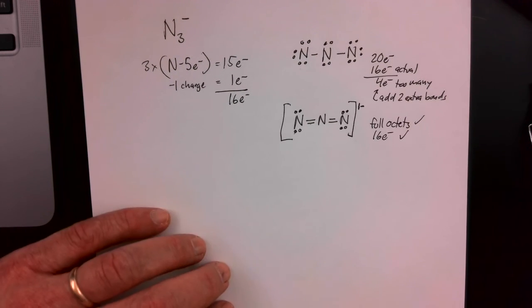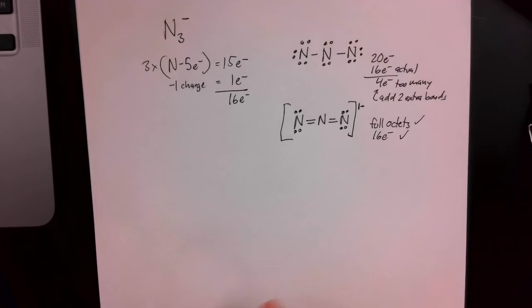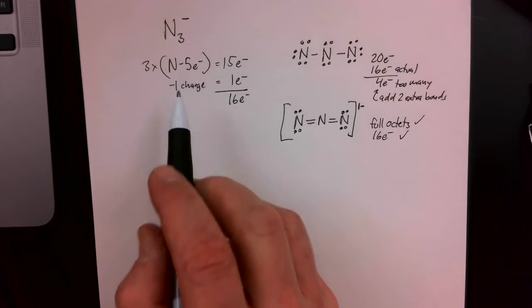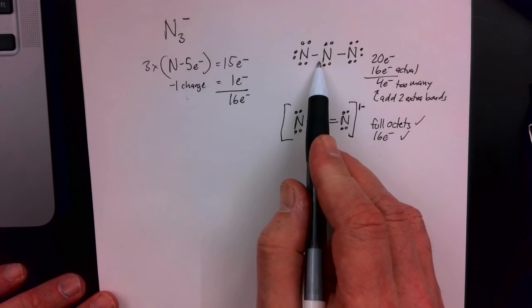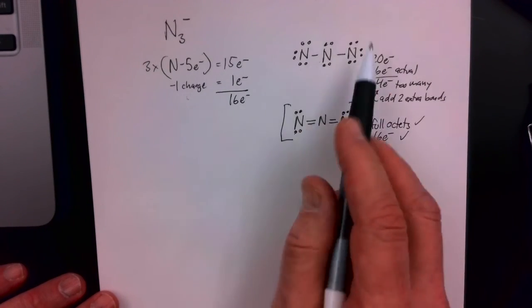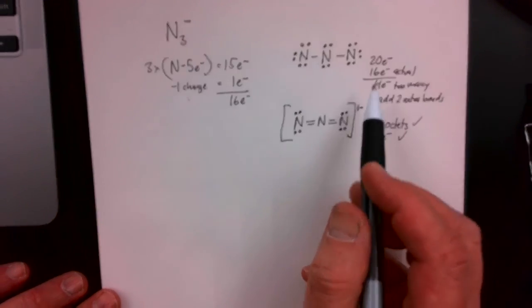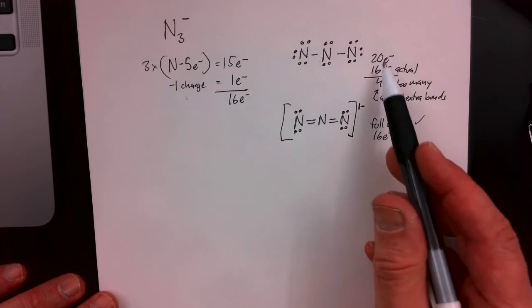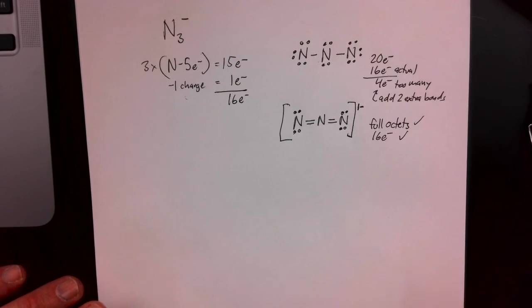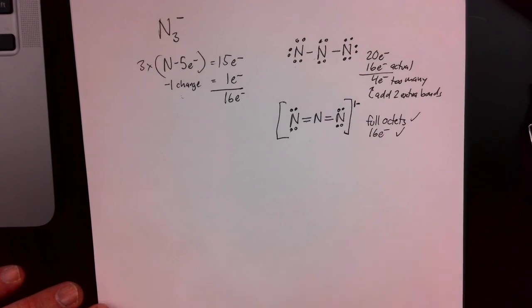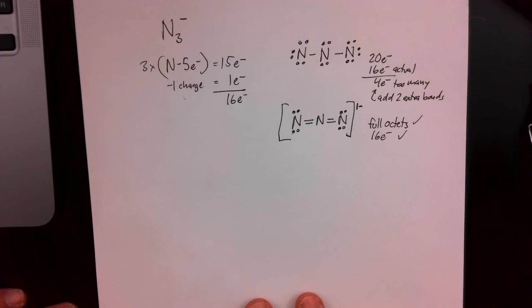Okay? So when you're drawing these structures, really count the electrons, draw your skeleton in such a way that you can count the total electrons quickly and accurately, and then figure out how many extra bonds you need to add. Once you do that, you add those extra bonds, fill in your octets, and you're done.